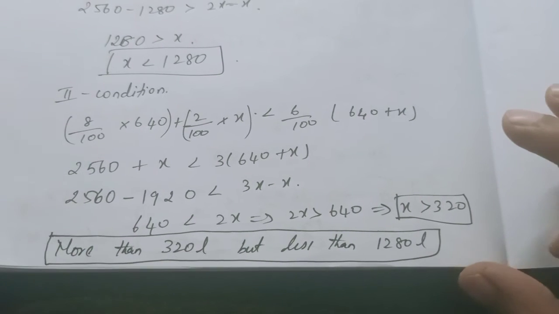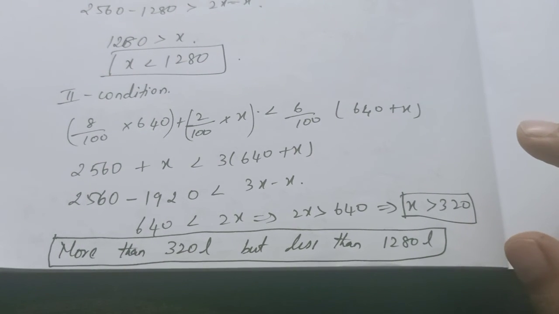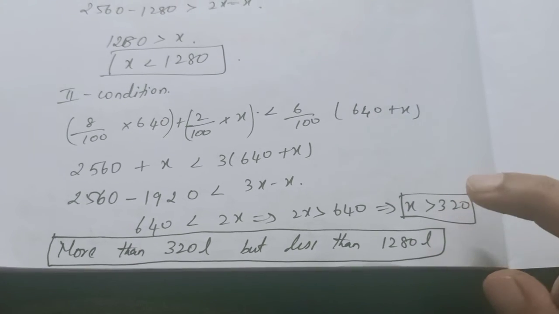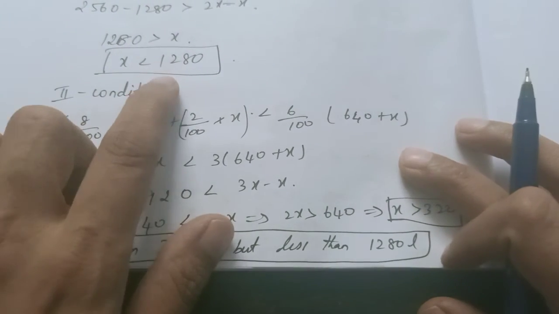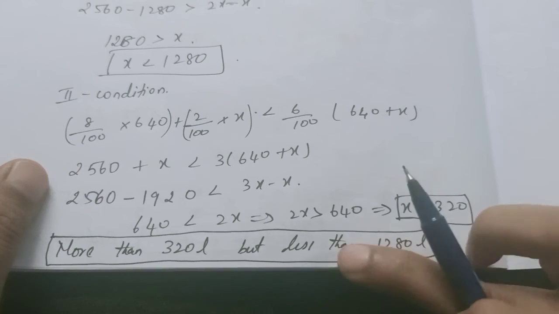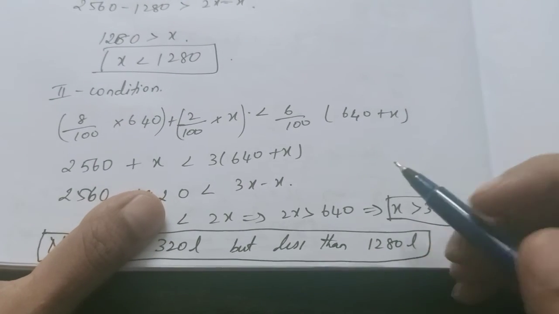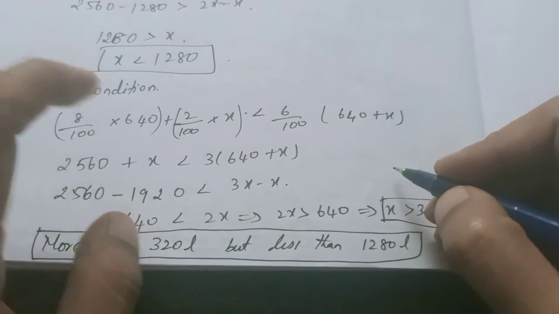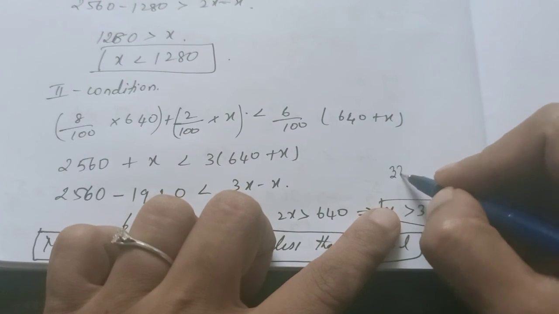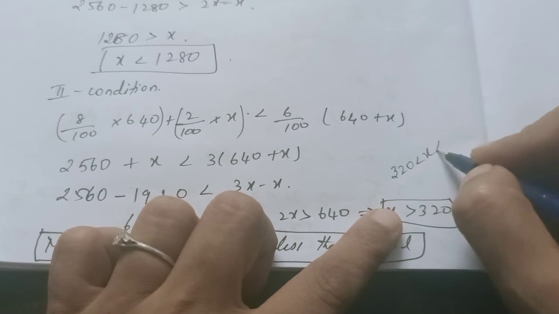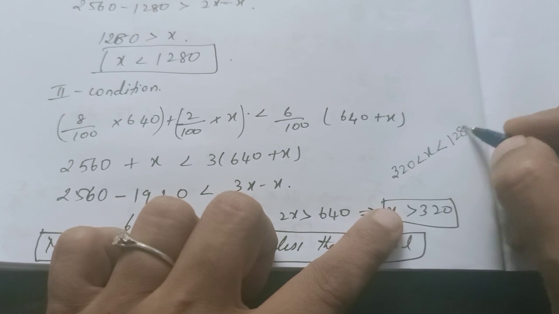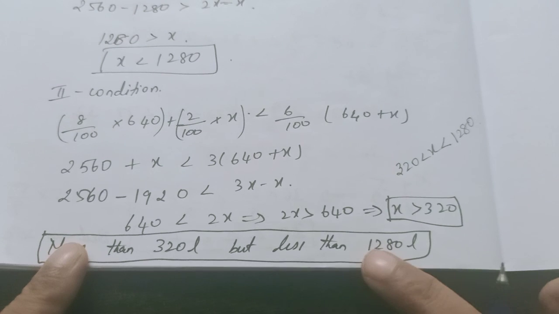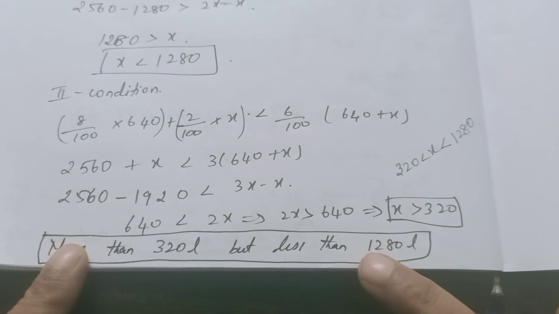So the amount of 2% solution that we should be adding should be more than 320 liters, but it should be less than 1280 liters. We are writing that in words. Suppose you have to write it as an interval, then you should write 320 less than x less than 1280. This is how you have to write it, and this is how we write it in words. This is how the answer is given in your book.